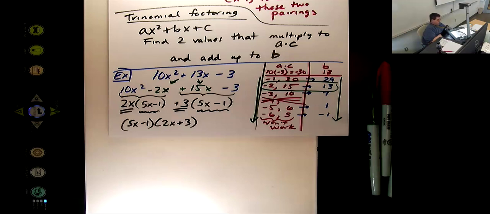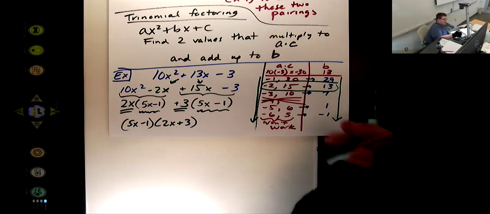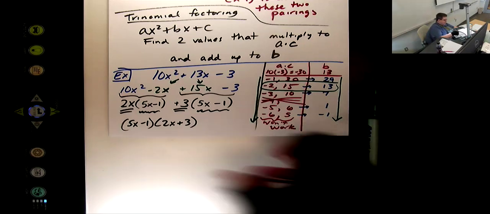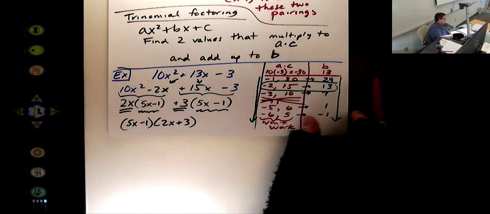And if we need to, we can always multiply this back out. I don't know if we've done foiling or multiplying polynomials. I don't think we have. I think we're reviewing that today. We'll cover how to check this later on.